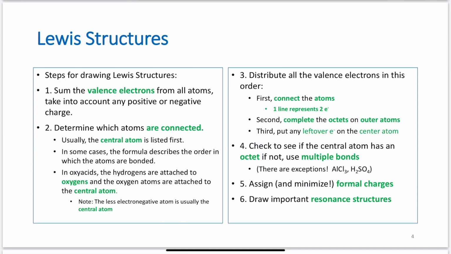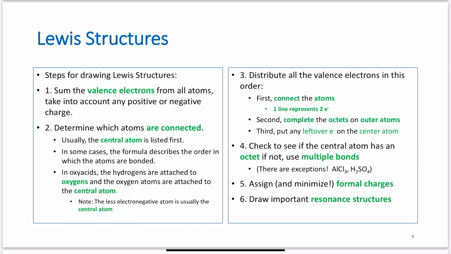You're going to distribute all of the valence electrons in this order. First thing you do is connect the atoms. Every single line connecting two atoms represents two electrons out of those valence electrons we added up. You're going to complete the octets on all of your outer atoms. There are some exceptions to this, and we're going to see that. You're going to put any leftover electrons onto your central atom. You're going to check to see if the central atom has an octet, and if not, you're going to use multiple bonds to accomplish this.